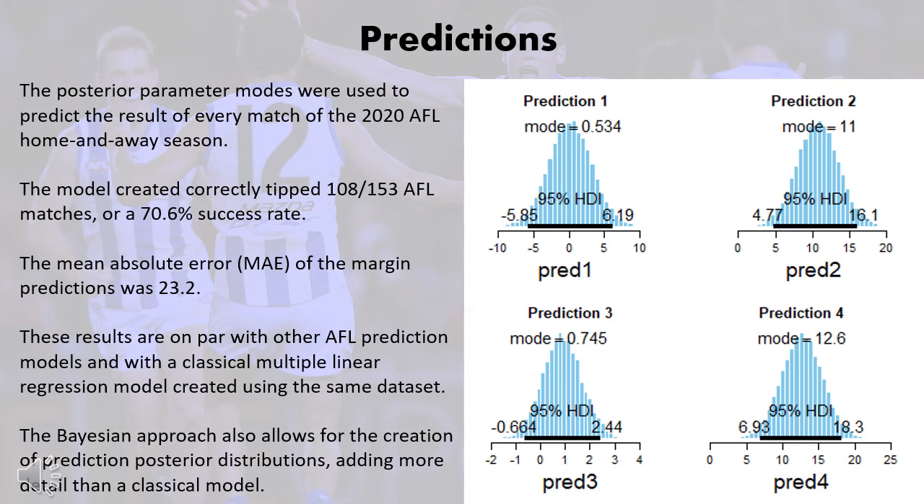In addition to that, the Bayesian approach can be used to create posterior distributions of match predictions, providing more information about match predictions than would be seen with a classical multiple linear regression model. This slide shows posterior predictions that were created for the first week of the 2020 AFL finals, which have again been adjusted for the shortened game time.